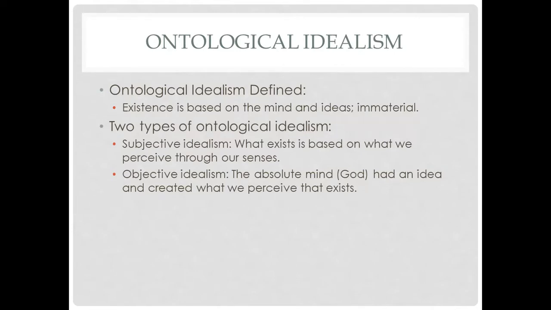So there are two different types of ontological idealism. There's subjective idealism, which is what exists based on what we perceive through our senses. So it's something that we're able to take in on our own, subjective idealism. But objective idealism is, so to speak, this absolute mind, or what they would say as God, had an idea and created what we perceive that exists.